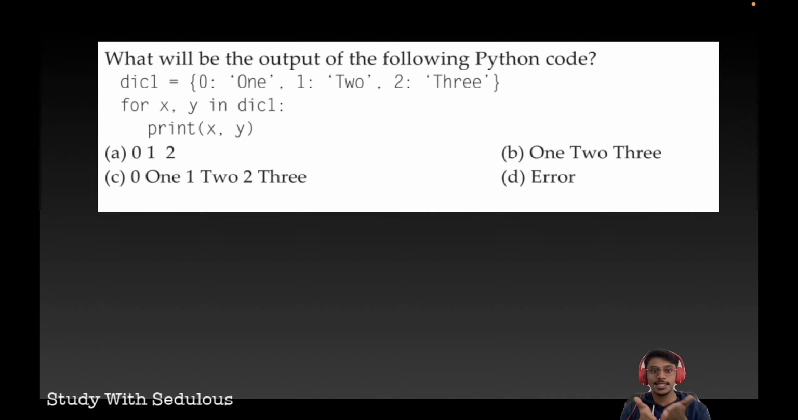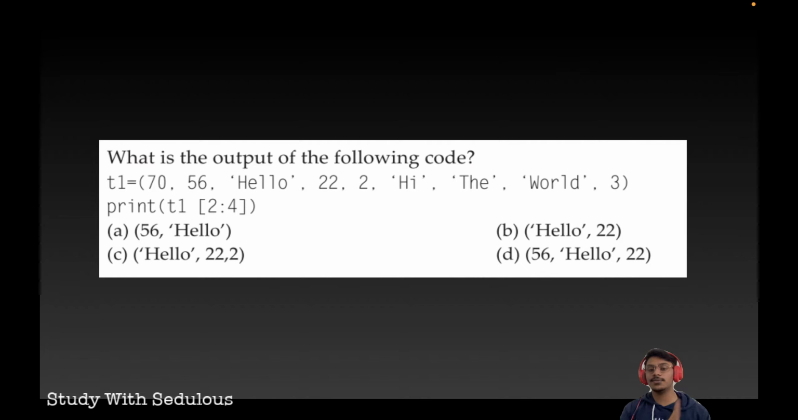What is the output of the following code? T1 is 70, 56, hello, 22, 2, hi, the, world, 3. Print T1 of 2 to 4. 2 to 4 means we'll be printing position 2 and 3. We won't print the position 4.